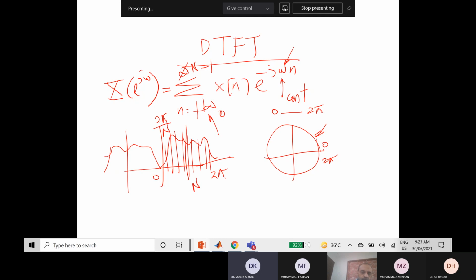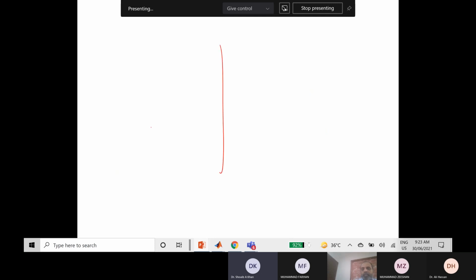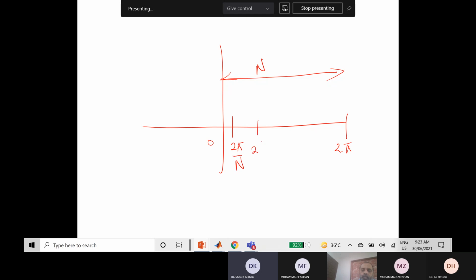Every portion is 2 pi over capital N. So it will start from 0. If I magnify this, 0 to 2 pi, dividing it into N parts, the first will be 2 pi over N. The second will be 2 into 2 pi over N. The third will be 3 into 2 pi over N, and the Nth will be N times 2 pi over N, and N cancels so 2 pi comes. Obviously, 2 pi will be the same as 0, so you only need to go till this point, which is N minus 1 times 2 pi over N.